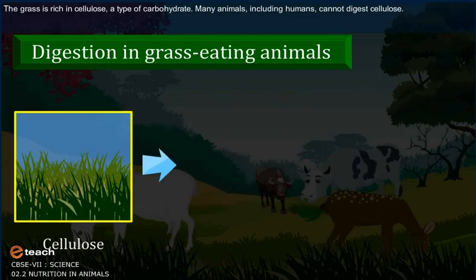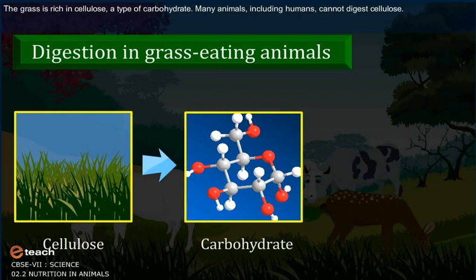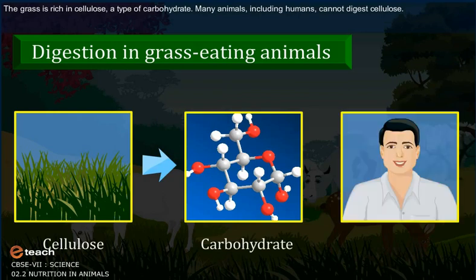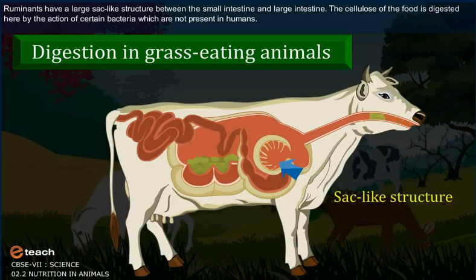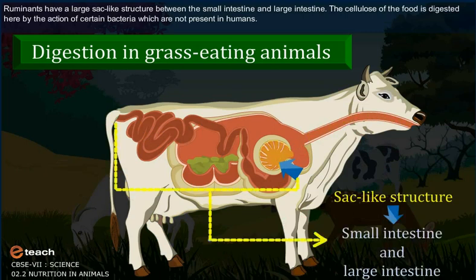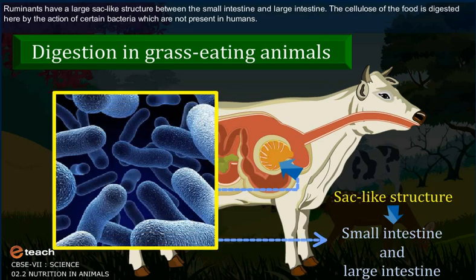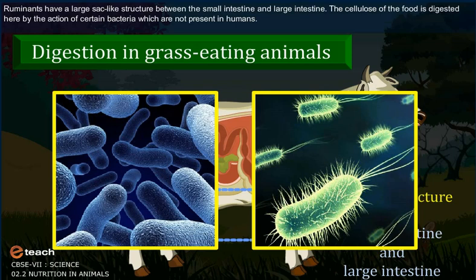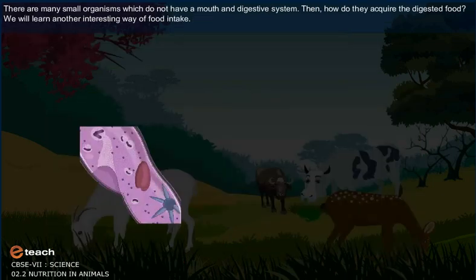The grass is rich in cellulose, a type of carbohydrate. Many animals, including humans, cannot digest cellulose. Ruminants have a large sac-like structure between the small intestine and large intestine. The cellulose of the food is digested here by the action of certain bacteria which are not present in humans.